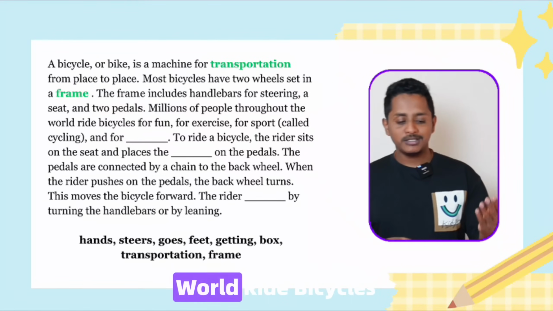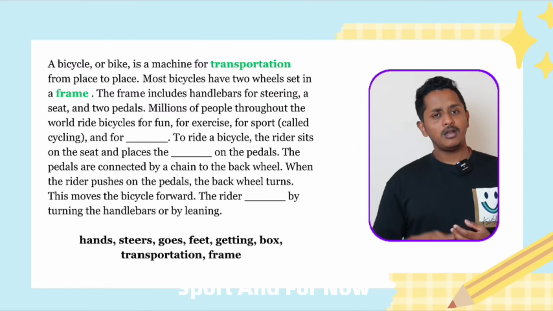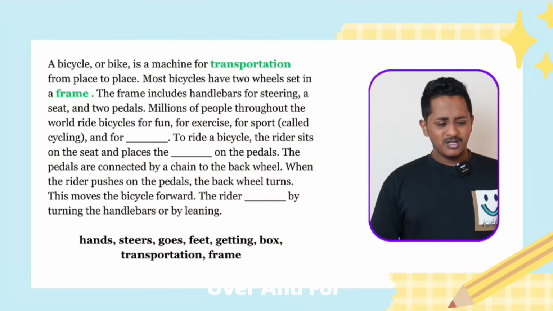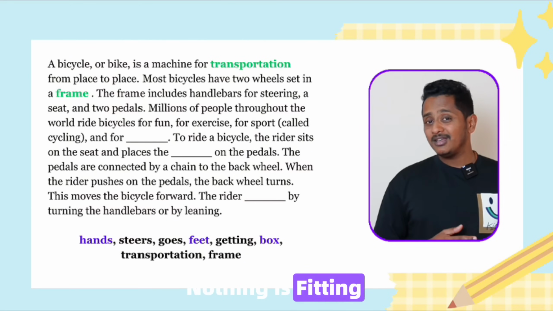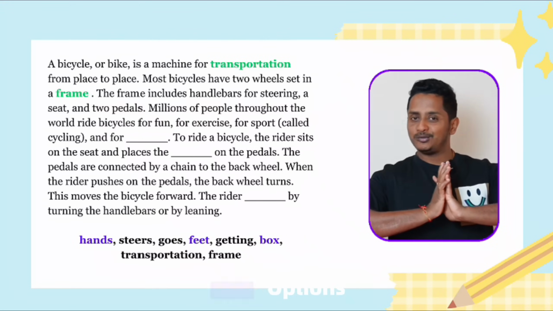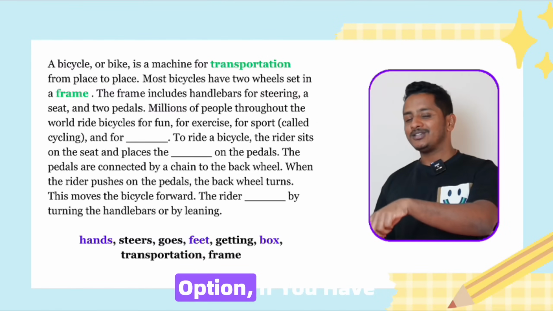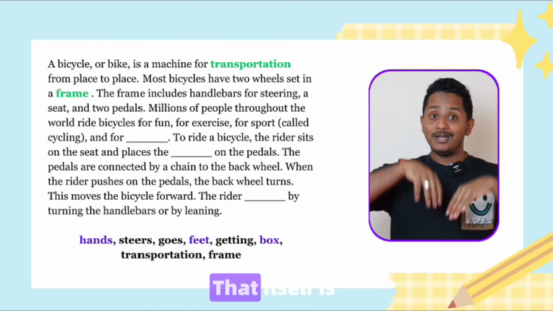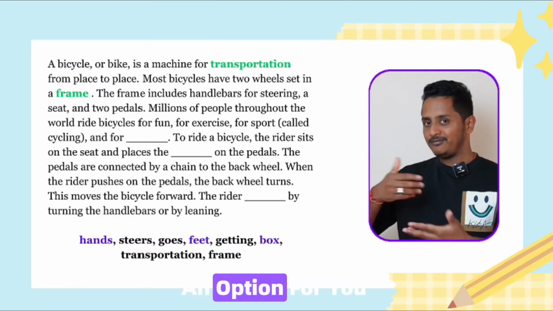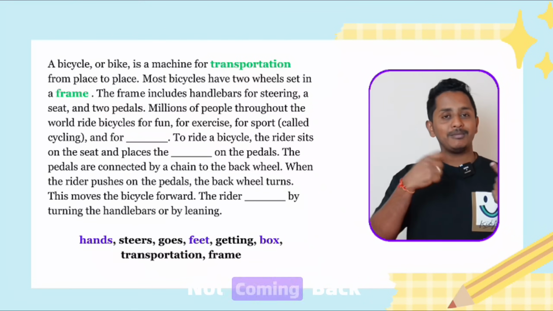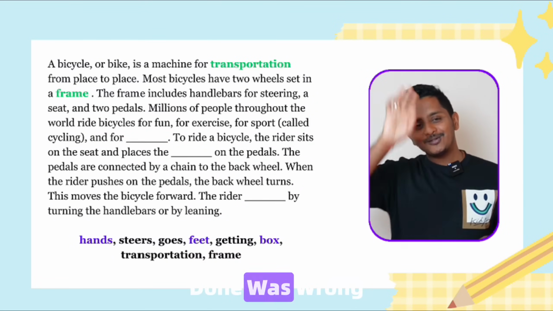"Millions of people throughout the world ride bicycles for fun, for exercise, for sport, and for..." Now people think transportation is over, and "for hands," "for feet," "for box," nothing is fitting in, but still they would go with any one of these options because transportation is already done and dusted. But if you have written transportation in the first option, that itself is wrong. It's okay, you can make mistakes. When you make mistakes, there should be an option for you to come back and correct it. But here you are not coming back to correct it because psychologically you are thinking, hey, that is done. But what was done was wrong.